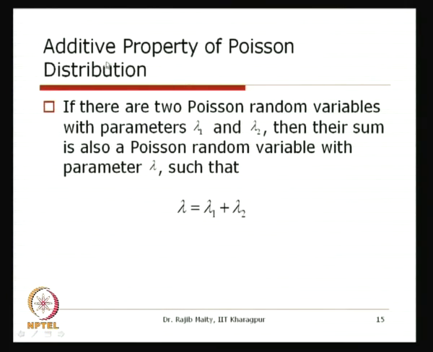There is also an additive property for the Poisson distribution. If there are two Poisson random variables with parameters lambda 1 and lambda 2, then their sum is also a Poisson random variable with parameter lambda equal to lambda 1 plus lambda 2. So we can add more than one Poisson random variable, and the sum is also Poisson distributed, with parameter equal to the sum of the parameters of the summed random variables. This is the additive property of the Poisson distribution.